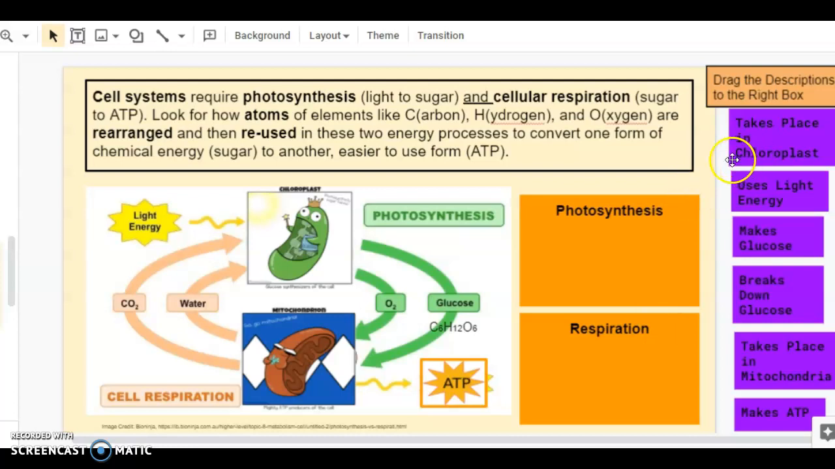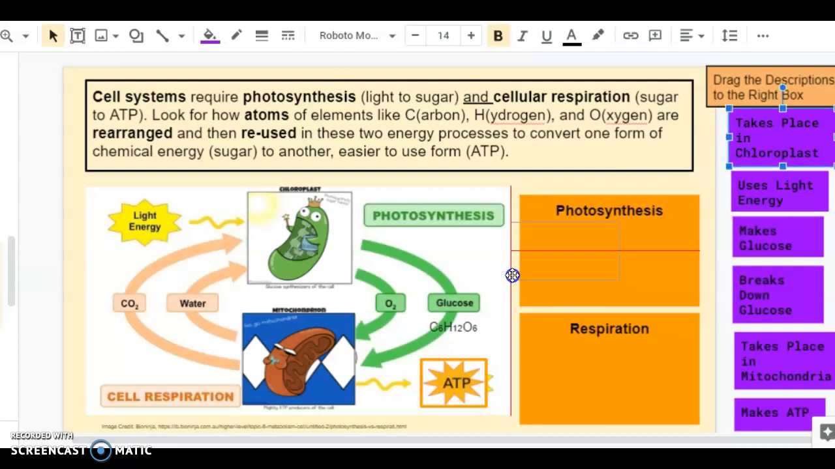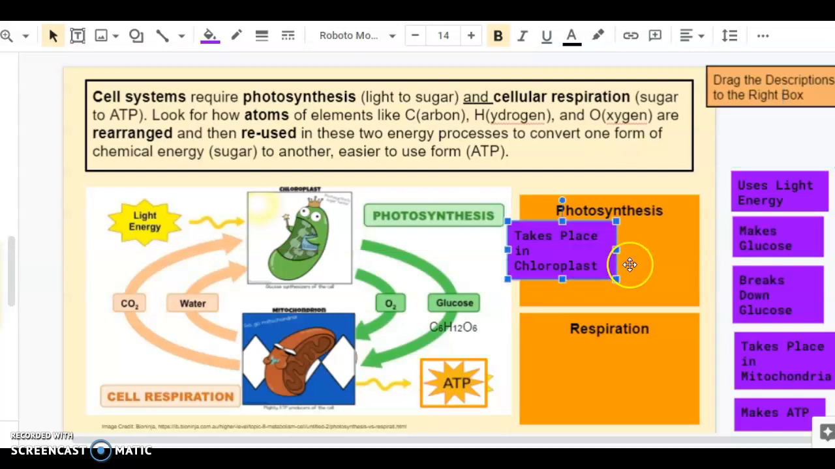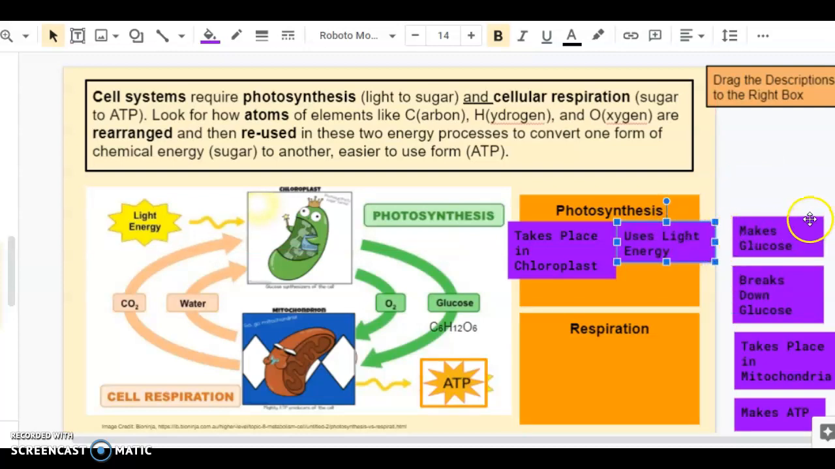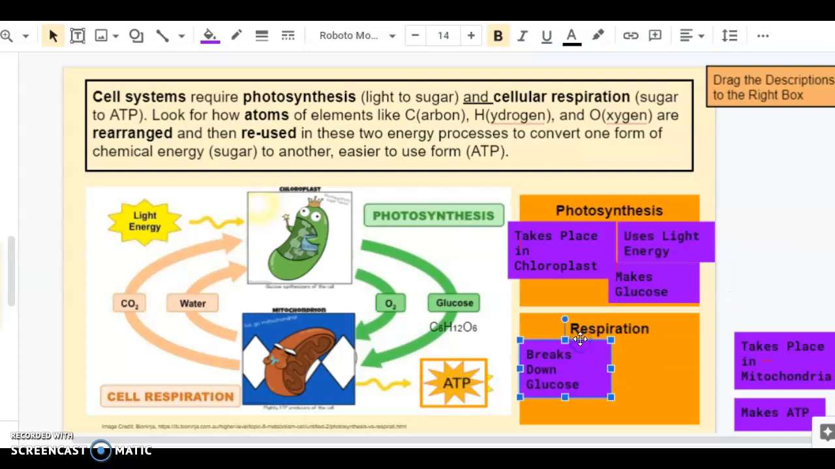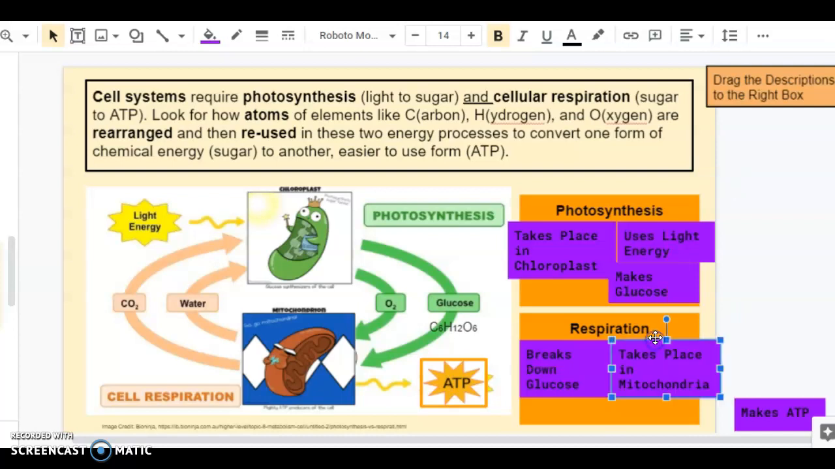Which one takes place in a chloroplast? That is photosynthesis. Which one uses light energy? That is also photosynthesis. Which one makes glucose? That is also photosynthesis. Which one breaks down glucose? That is respiration. Which one takes place in the mitochondria? Yep, that's respiration. And which one makes ATP? Again, respiration. So you can see these two work together.